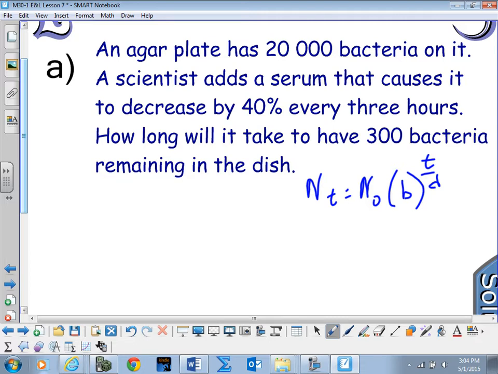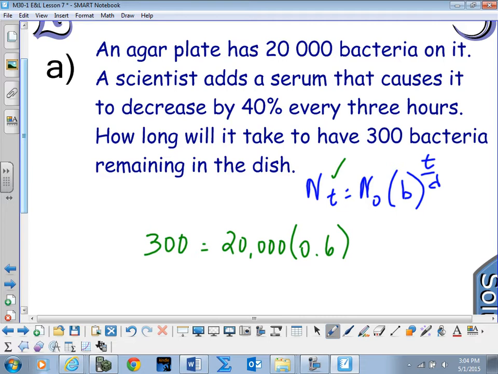How long will it take to have 300 bacteria remaining? So a lot of keywords there that should help you fill these values in. 300 remaining is the number after a given time. 20,000 is the initial amount, which decreases by 40%. 1 minus 0.4 is 0.6, so that's how much remains.